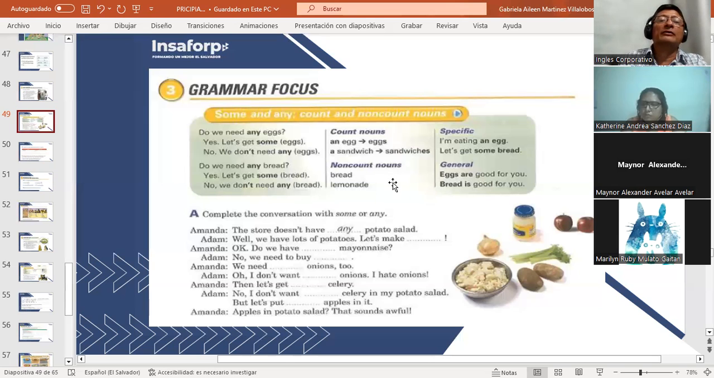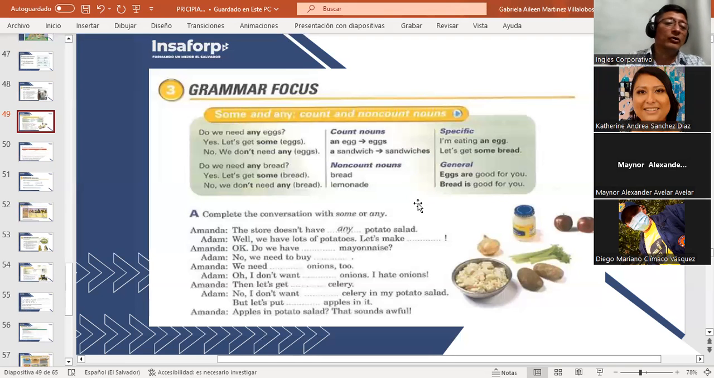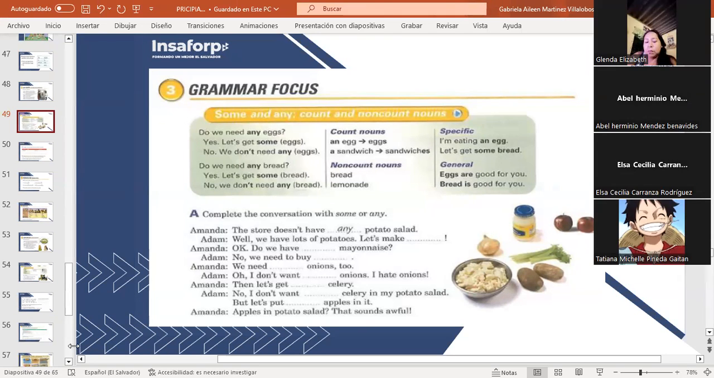Everything, shirts, headphones, everything that you can count. And what are the non-count nouns? Es todo aquello que no se puede contar, así como el azúcar. Okay, but sugar. Sand, como la arena. Okay, but just say it in English. No lo traduzca. Si lo sabe en inglés, dígalo en inglés. So, sugar, salt.